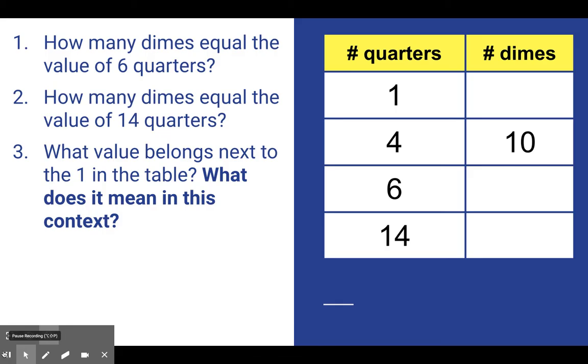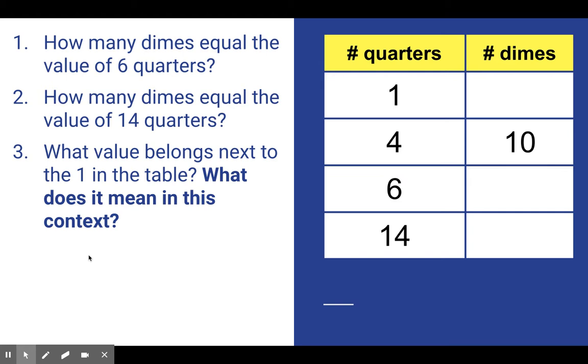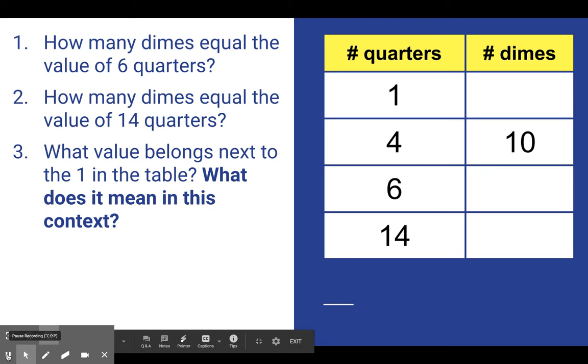Now, let's review this a little bit for the sake of today's lesson, just to make sure that we completely understand what's happening here. I'm going to ask some of you to share out what you came up with for your exit ticket. Number 1 says, how many dimes equal the value of 6 quarters? So if I have 6 quarters, what would the equivalent be in dimes? Let's take a moment and put in the chat or share out what you got as an answer for number 1. We'll take 30 seconds and then I'll share out my answer.